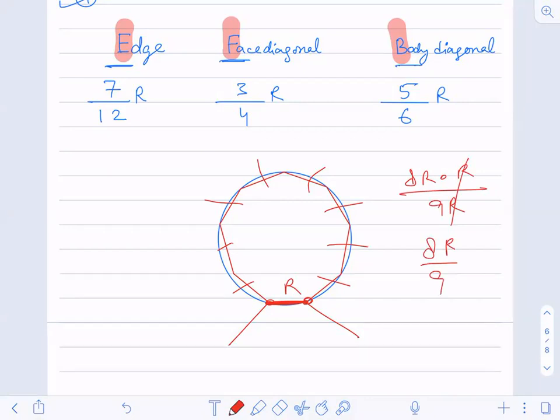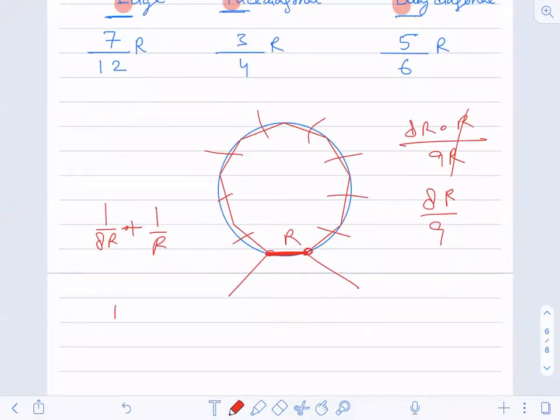8R by 9. Understood? The 8 resistances will be in series. Okay, one resistance will be in parallel. So for that, you'll write it like that: 1 by 8R plus 1 by R. So how will you solve it now? So this becomes R plus 8R divided by 8R square. So this is 1 upon R equivalent now. So this becomes 8R square divided by 9R. So this becomes 8R by 9.